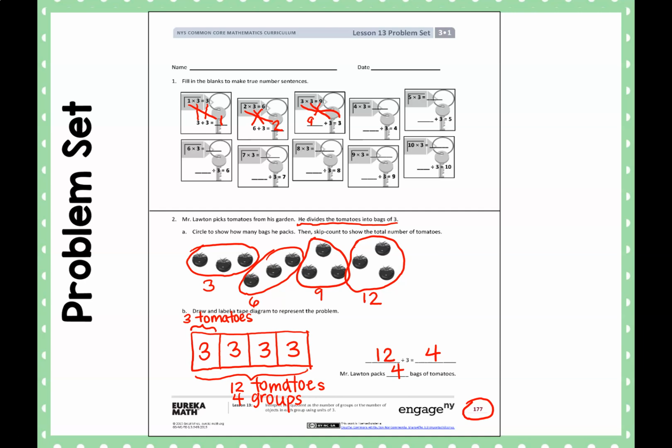Very good job, my friends. We're going to finish up with our lesson today, and we're going to get started with math groups.